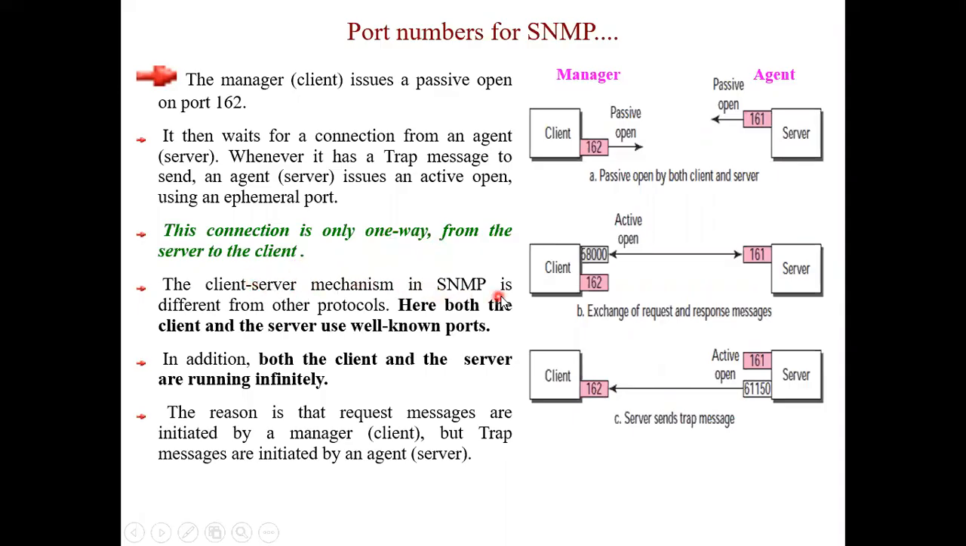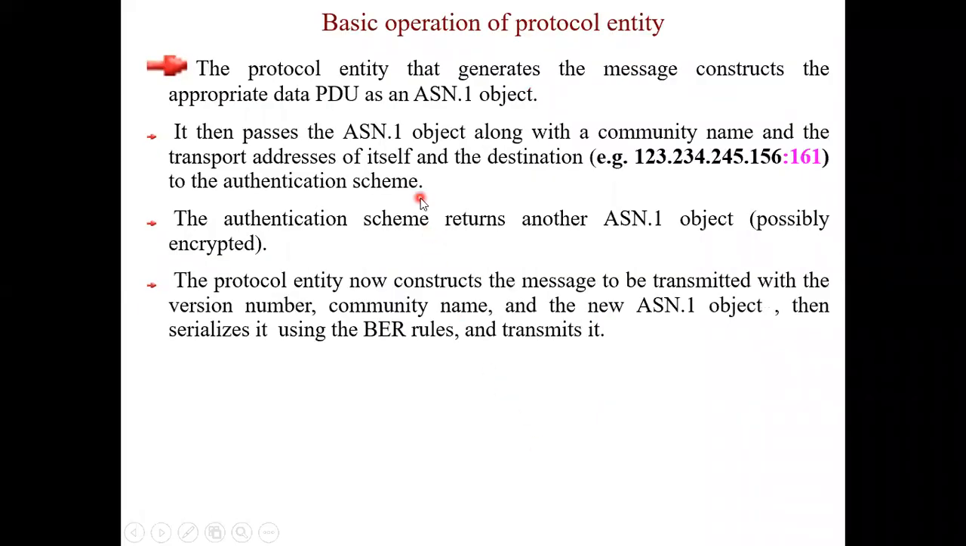The client server mechanism in SNMP is different from other protocols. Here, both the client and server are using the well-known ports. In other communication, this is not the case. But only in SNMP it's a little bit different, because they are supposed to use port numbers 161 and 162. In addition, both the client and server are running infinitely. The reason is that request messages are initiated by the manager, but the trap messages are initiated by the agent. So that's why we need these two empirical port numbers. I hope you understood with this diagram.